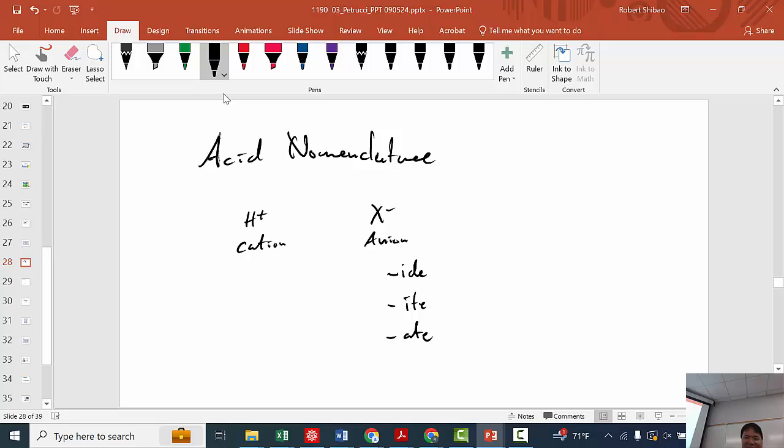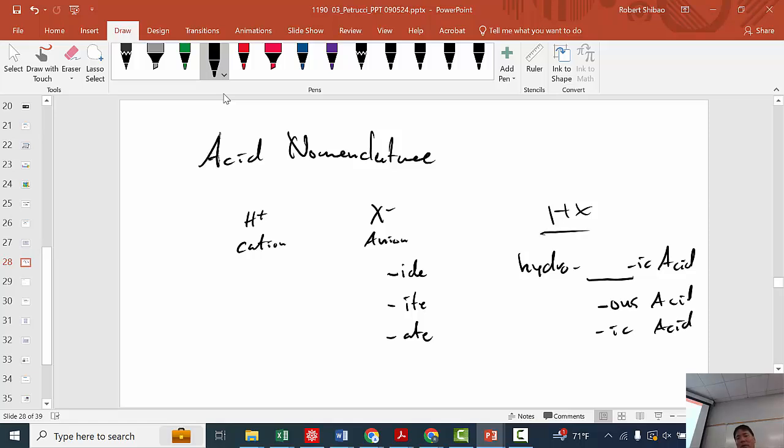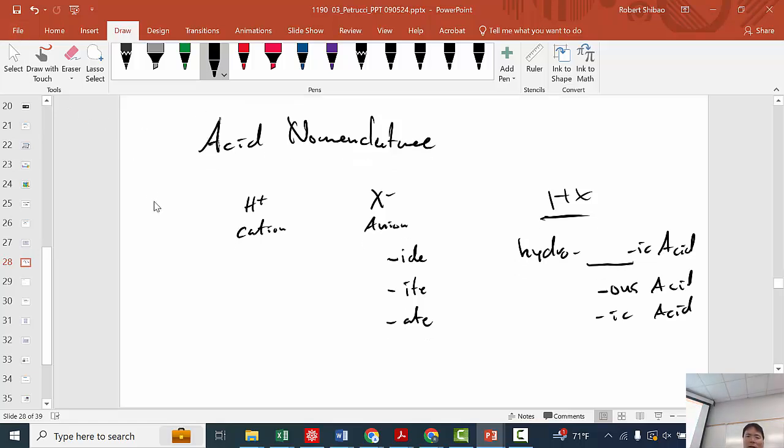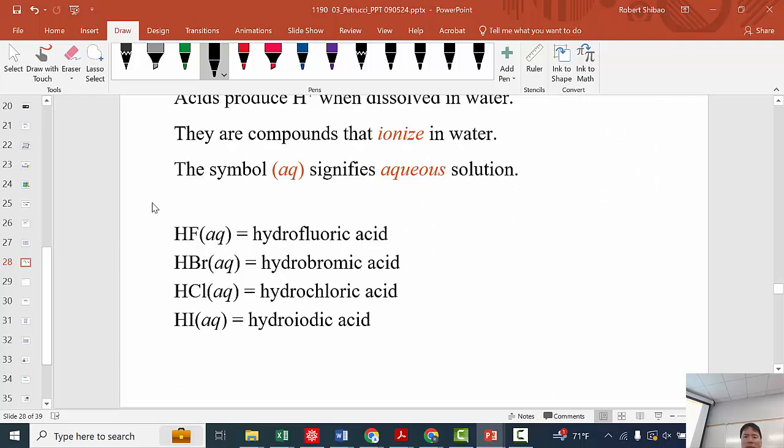If the anion ends in "ide," then HX is called hydro, then the name of the element, ic acid. If the anion ends in "ite," we call it the "ous" acid. If the anion ends in "ate," we call it the "ic" acid. So there are only three possibilities for acid names: hydro-ic, ous, and ic. Let's take a look at these.